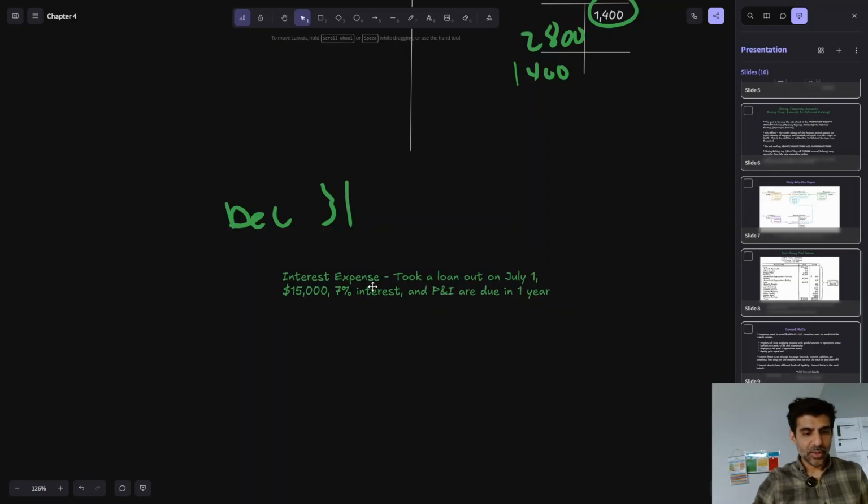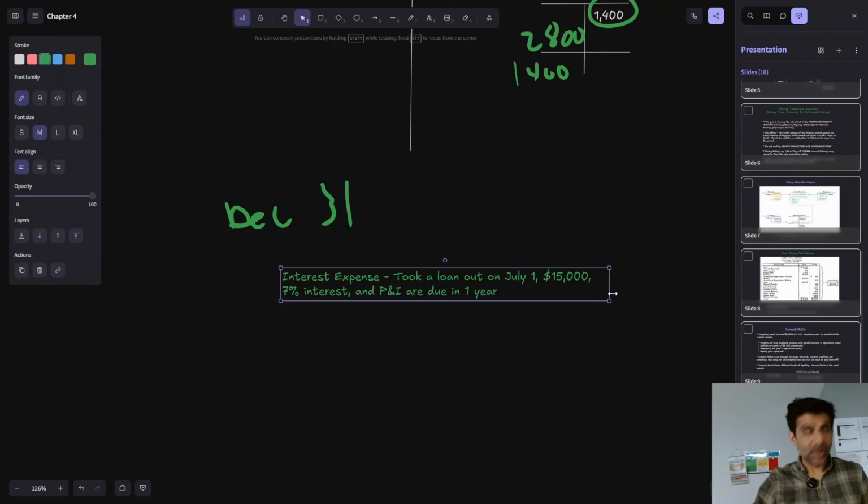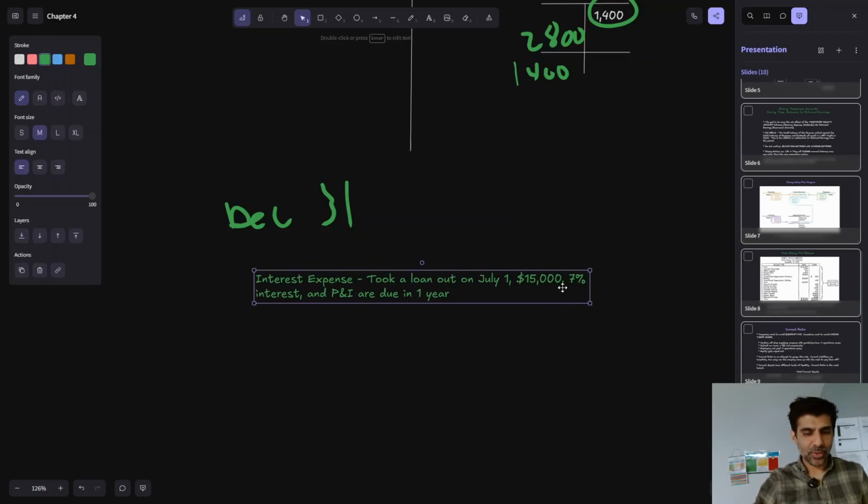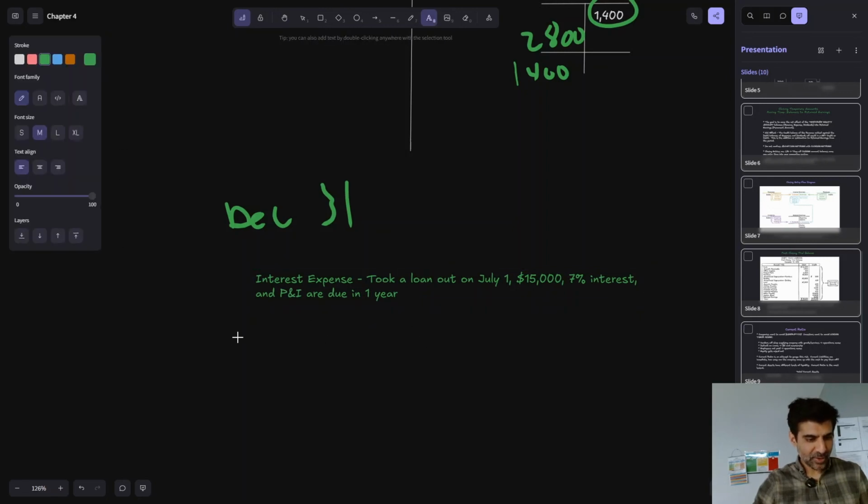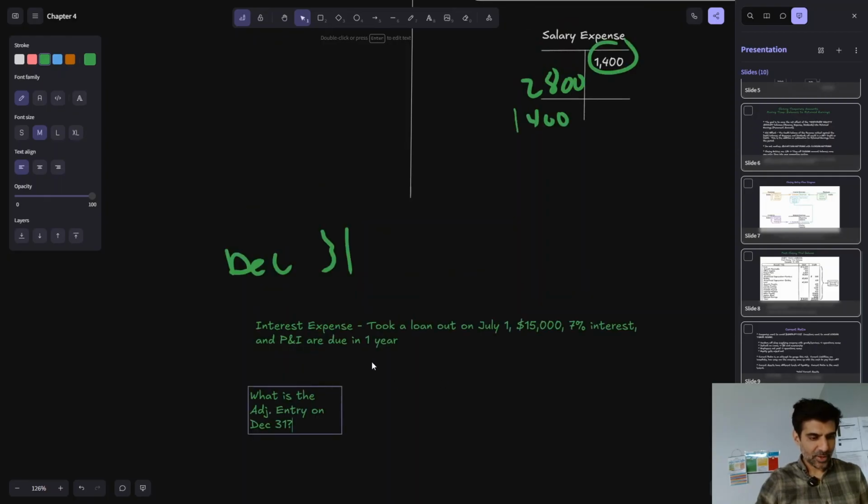Okay, so let's just do an example here. We have time, so I think it's worth you guys understanding this and doing it yourself. So the first question is, what is the adjusting entry on December 31st? Okay, so this is question one.